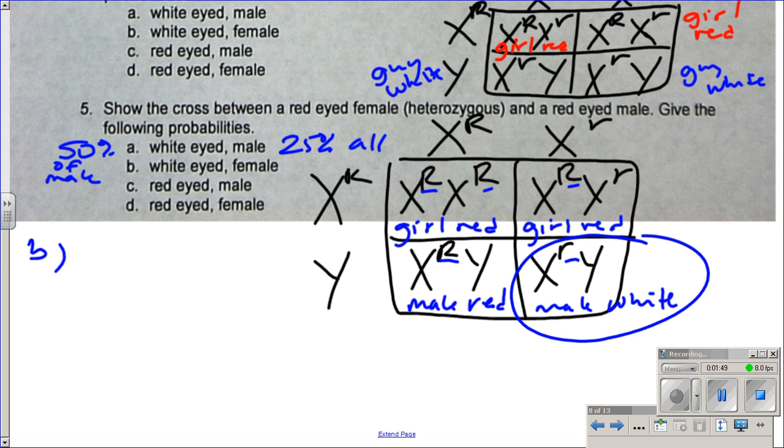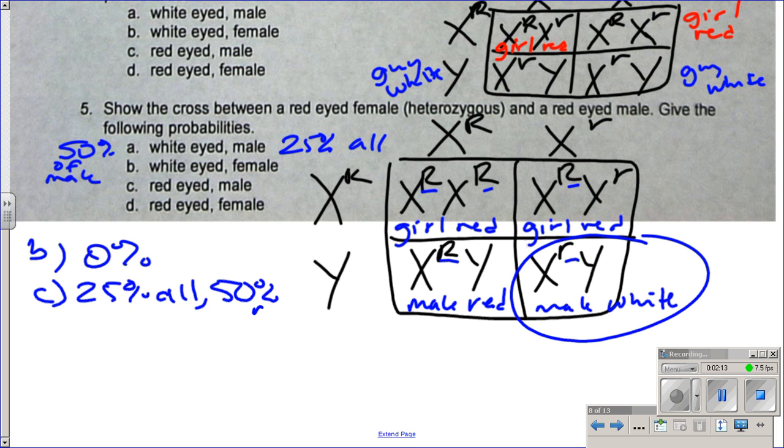All right. So B, white-eyed females. 0. Because you're looking at the females, there's no white eyes, and overall, there's no white-eyed females. So that one's the easy one. That one's 0%, because you'll know that both of them are red here. Red-eyed males, 25% of all, or you could say 50% of boys. Right, 50% of the males. You see how I'm distinguishing between the two there? Some of us are like, oh, I'm not quite sure.